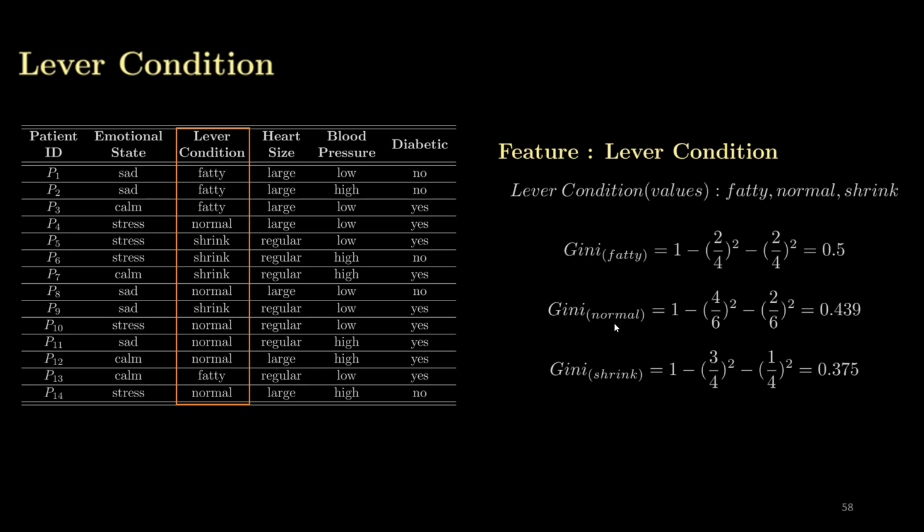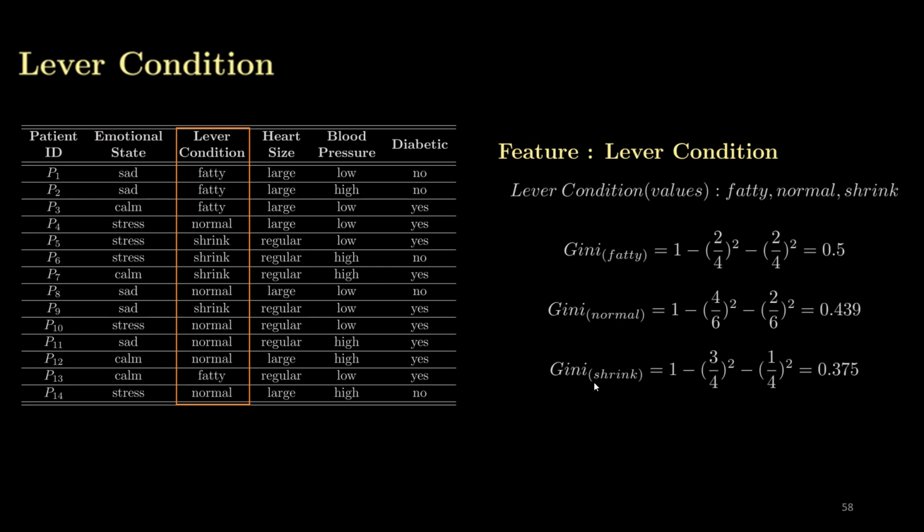Then it's time for normal. Normal appears 6 times, 4 with one label and 2 with the other label, that is yes or no. This is the same equation which I have used so many times. So subtract these squared probabilities from 1, and we will get 0.439, which is the Gini impurity of normal. Now it's time to find the Gini index of the value shrink. Shrink appears 4 times, 3 with yes and 1 with no. If I use this equation, I will get the value 0.375.